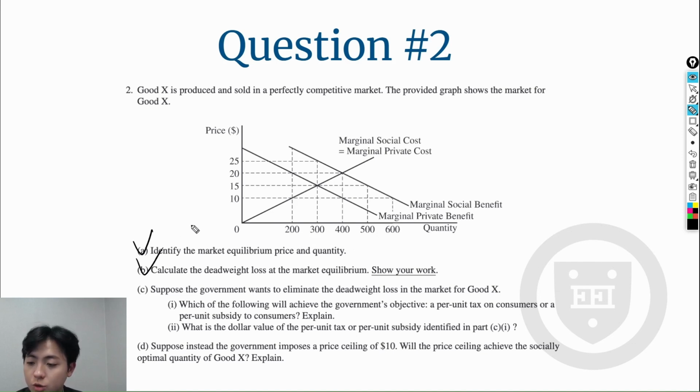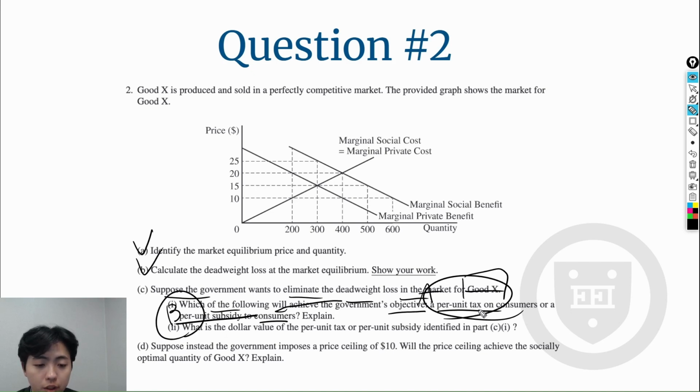Let's move on to part C. Suppose the government wants to eliminate the deadweight loss in the market for good X. Which of the following will achieve the government's objective? A per unit tax on consumers, so this is option A, or a per unit subsidy to consumers. So should it be a tax on consumers or a subsidy to consumers at the end of the day?